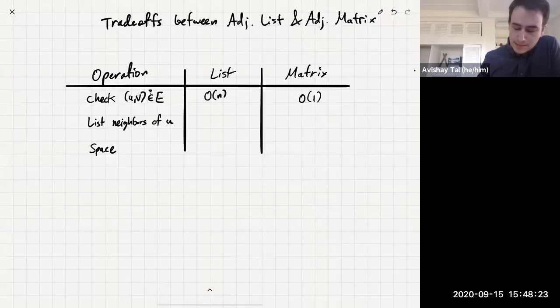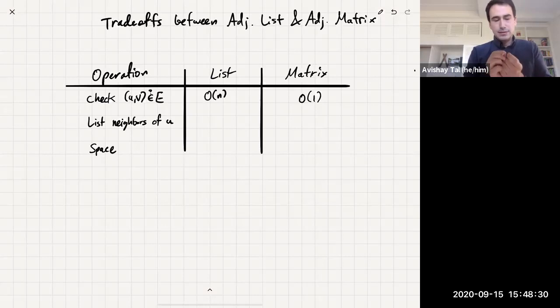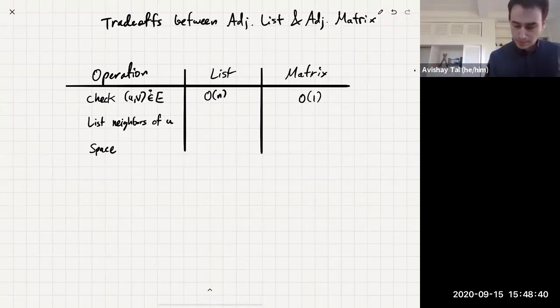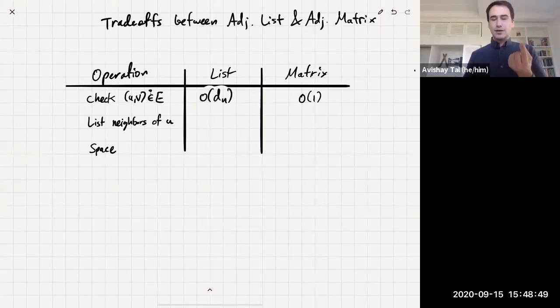But let's be a little bit more precise. The time it will take is the length of the list, right? So if the list has 3 elements, it will take us 3 time steps. In the worst case, it will be n, but to be more precise, it would be the degree of the vertex u, right? So I'm looking at the vertex u and I'm looking at all its neighbors. It has d_u many neighbors. So this will be the time that it will take me.